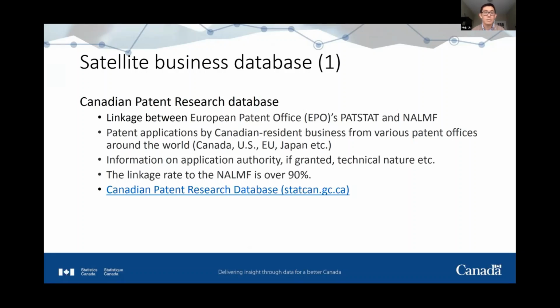The linkage rate is pretty good. So far, 90% of the businesses can be linked to the NALF. I put a link here. It's a good article that shows how the database has been constructed, and also a few basic statistics from this database. If you're interested, you can take a look.